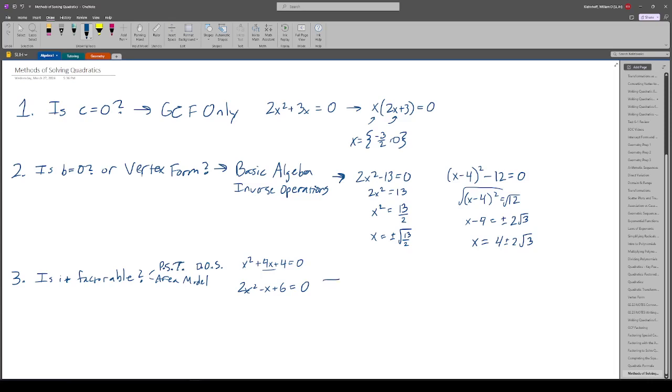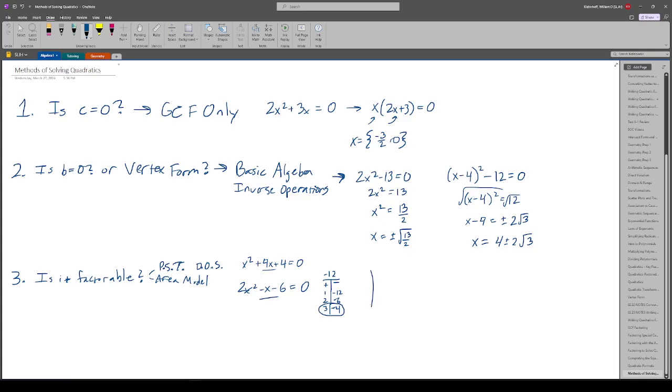6 times 2 is, oh, this needs to be minus 6, doesn't it? Minus 6. So we say negative 6 times 2 is negative 12. And then my bigger number needs to be a negative, and my smaller number needs to have the other sign. So we have a plus factor and a minus factor. So we have 1, negative 12, or 2, negative 6, or 3, negative 4. And we find that 3, negative 4 is the correct factor pair to create negative 1x in the middle.